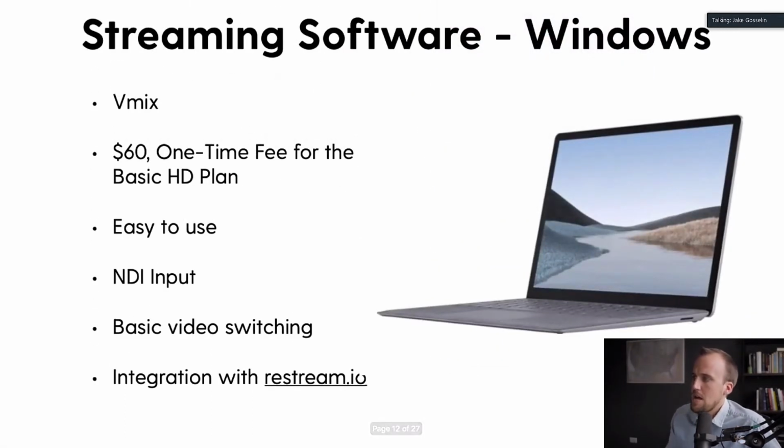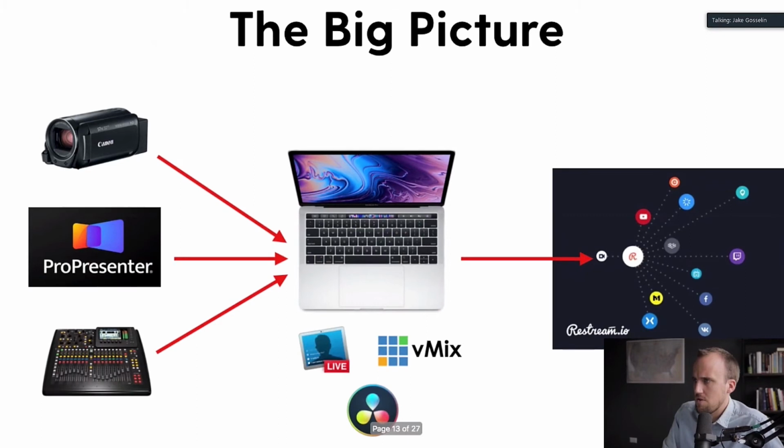Then if you have a Windows computer, my favorite software is vMix. Again, very affordable price point, $60 to get started with it. Just a one-time fee for like a year license. Very great software. I think that's actually what Paul and his team are using a lot of their streaming tools with. So back to the big picture here.